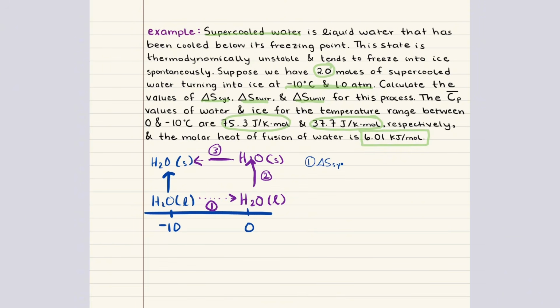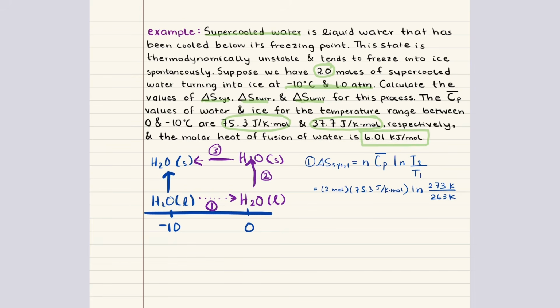Step 1 is to warm the liquid from minus 10 degrees Celsius to 0 degrees Celsius. For heating at constant pressure, the entropy change is the integral of Cp over T dT, which for a small range with nearly constant heat capacity, becomes number of moles times molar Cp times the natural log of final temperature over initial temperature. Converting to Kelvin, the initial temperature is 263 Kelvin and the final temperature is 273 Kelvin.